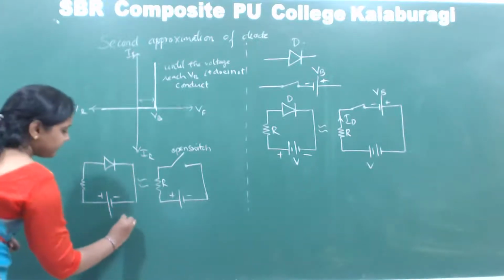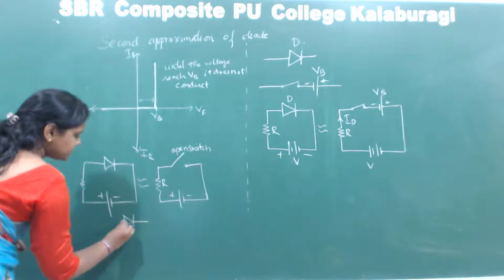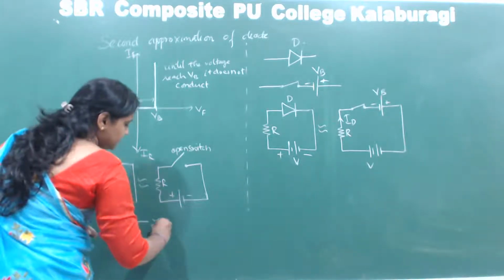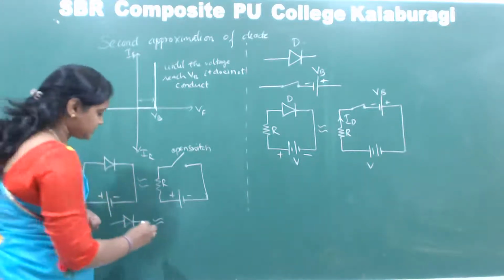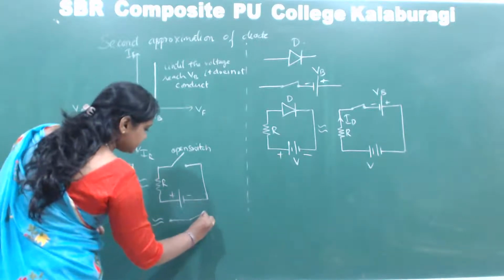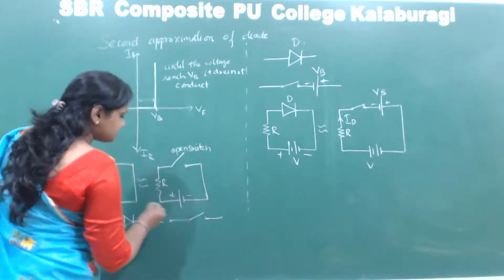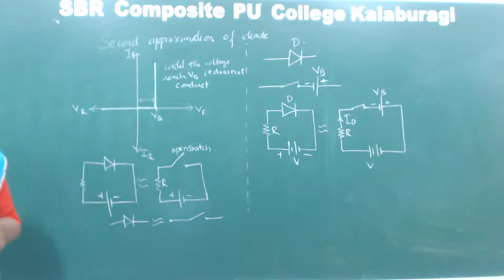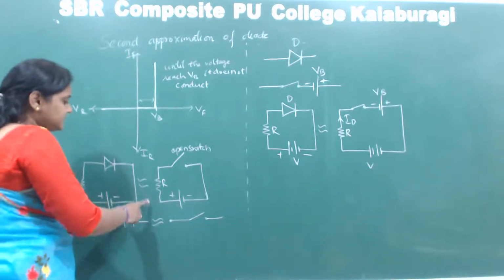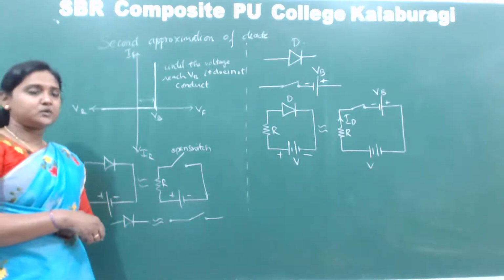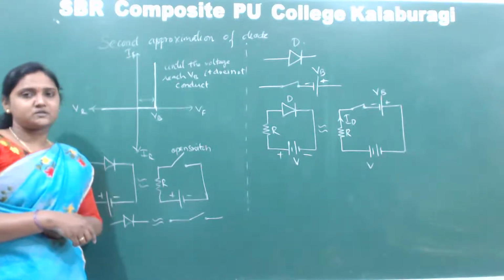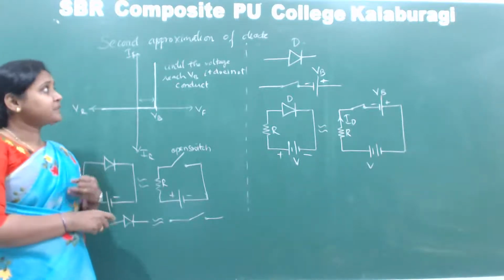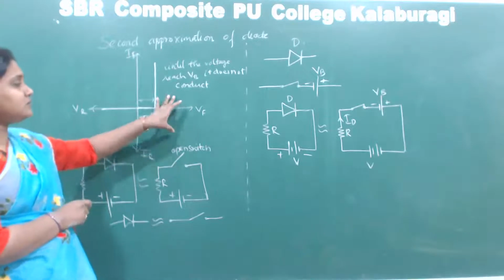Here, we are going to show it with respect to the diode. It is for all the cases: all the first, second, and third approximation. It's just replaced by one open switch. This reverse bias condition remains the same for all the approximations, first approximation, second approximation, and the third approximation. But it always varies for the forward bias.